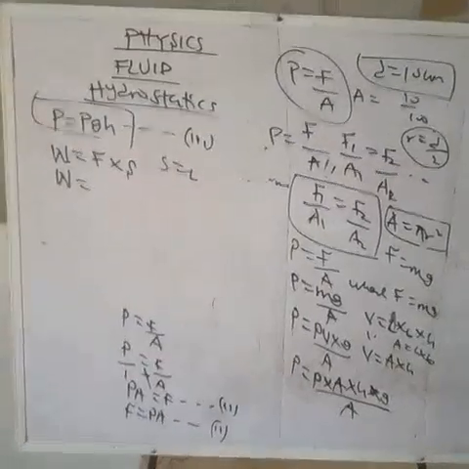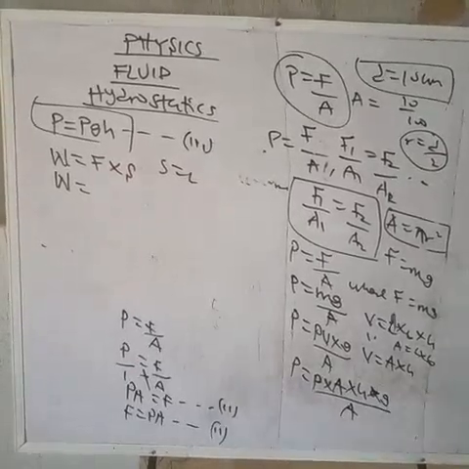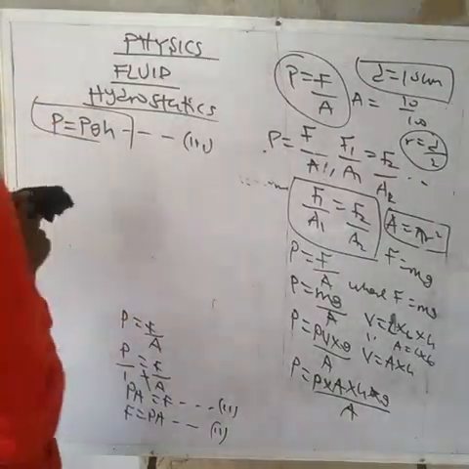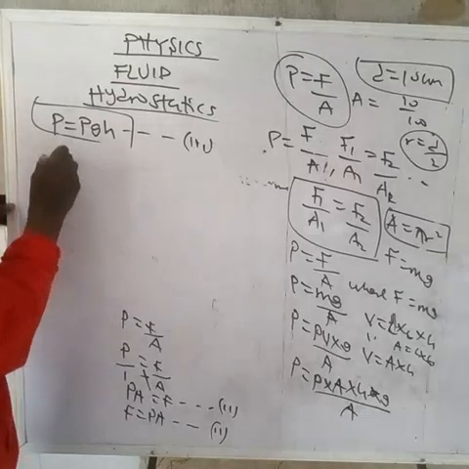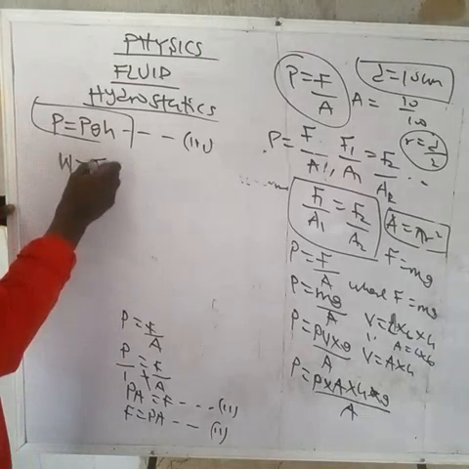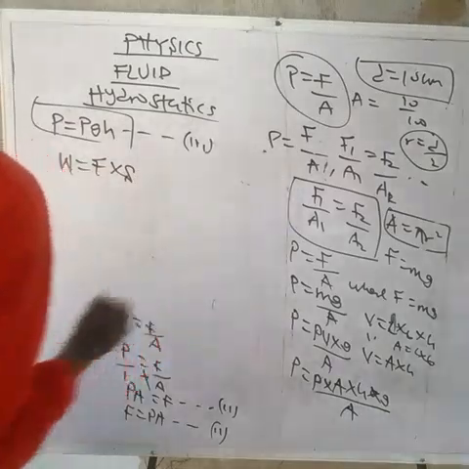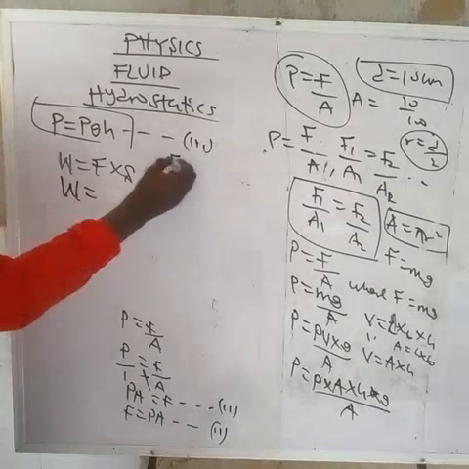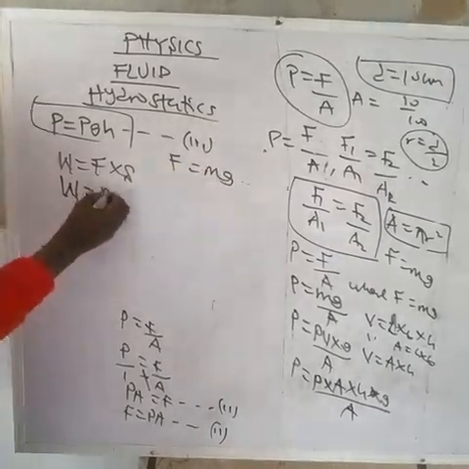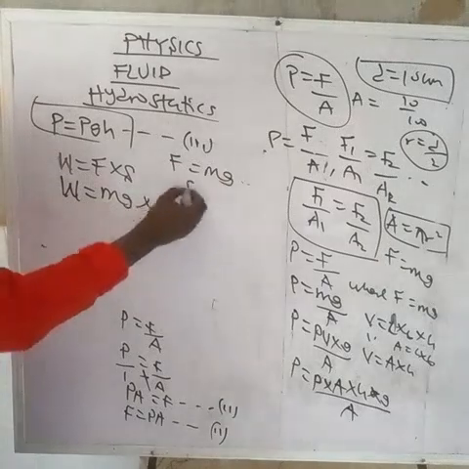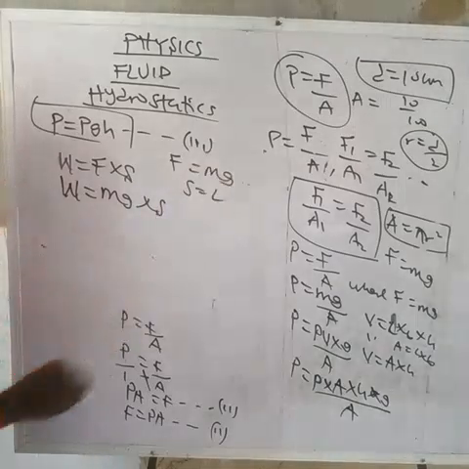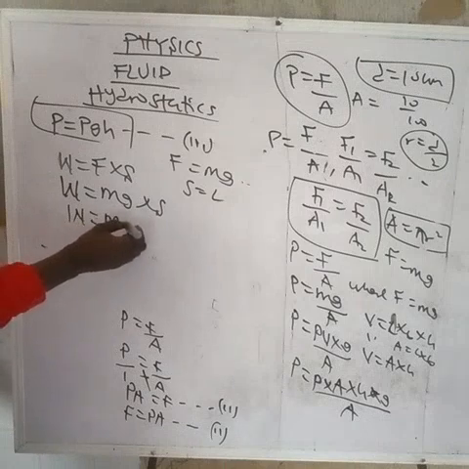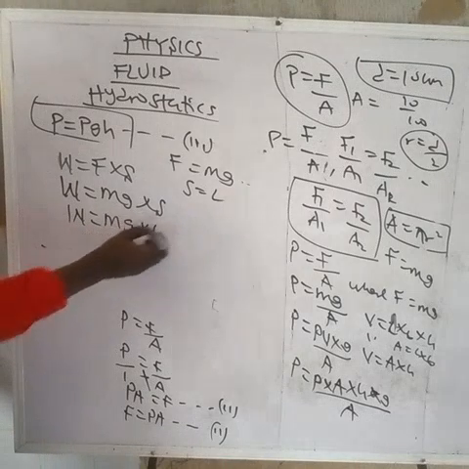Okay, so we said that pressure is equal to ρgh. Now the next part is how to calculate the work done. In case you are asked to calculate work done, W, work done in fluid is force times distance. So what is work? Work is force times distance. For work, I said F is equal to mass times gravity. So you have mg multiplied by S, and distance is equal to length. So W is equal to mg multiplied by the length of the object.